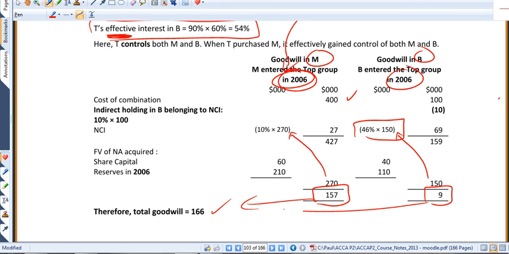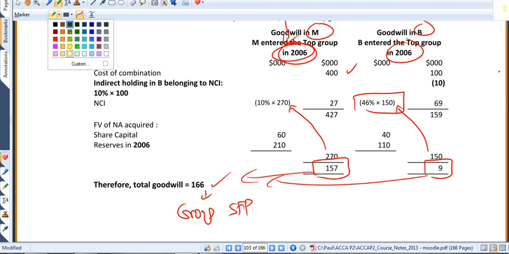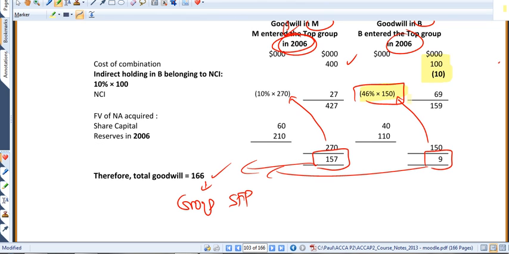Add them both together, and the figure that will appear on the group statement of financial position will be the total goodwill of 166. Okay, so notice those two goodwill calculations, and I'll just highlight the things that people sometimes get wrong. Don't forget to knock off the NCI's investment in the subsidiary, and don't forget that the NCI percentage is based on top's effective own interest in bottom.